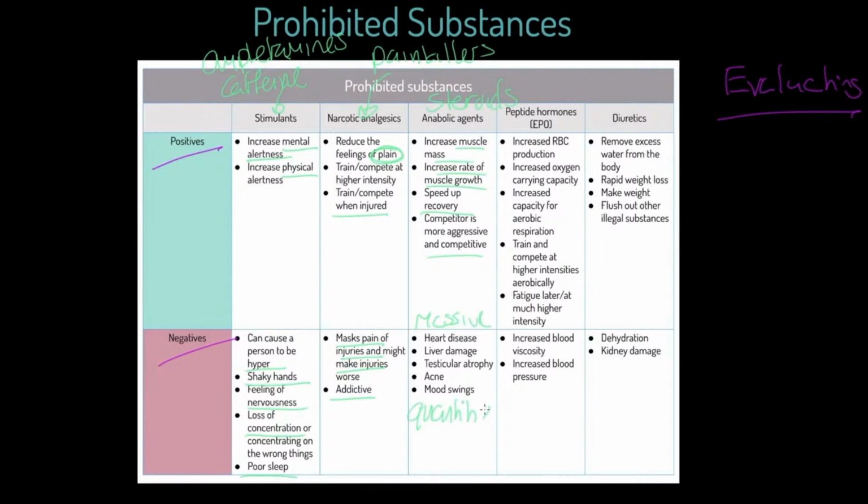athletes who dope with steroids, they take them in massive quantities, and that's why they can cause heart and liver damage. They can cause testicular atrophy. This is the shrinking of testicles, boys. They can cause acne and mood swings. There are other androgynous effects.